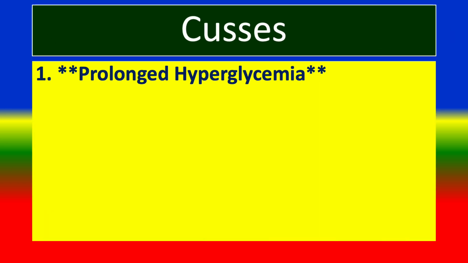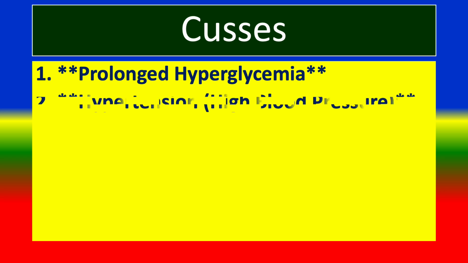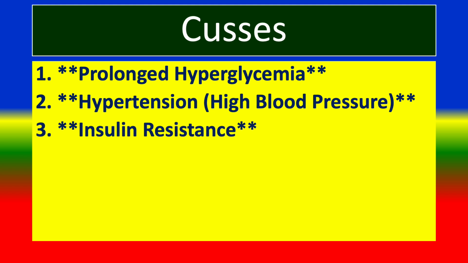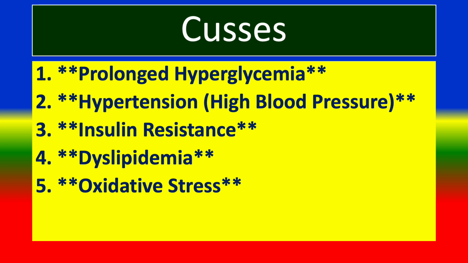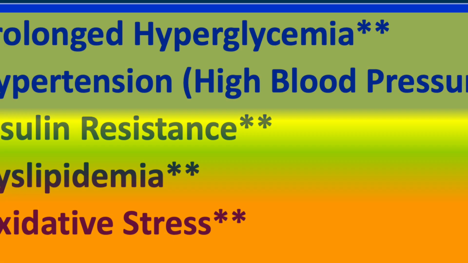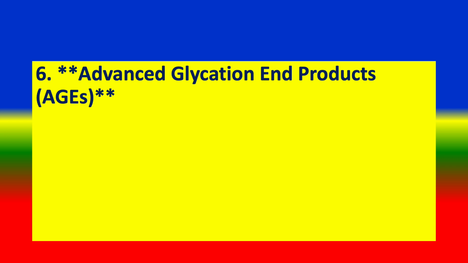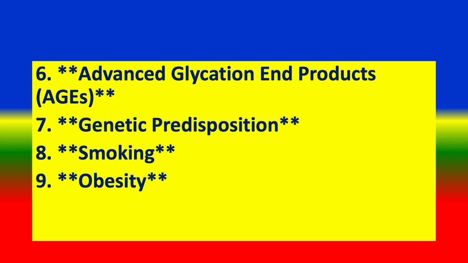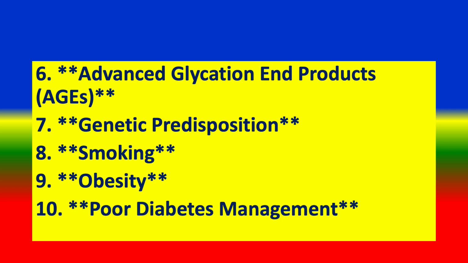Causes. 1. Prolonged hyperglycemia. 2. Hypertension, high blood pressure. 3. Insulin resistance. 4. Dyslipidemia. 5. Oxidative stress. 6. Advanced glycation end product. 7. Genetic predisposition. 8. Smoking. 9. Obesity. 10. Poor diabetes management.